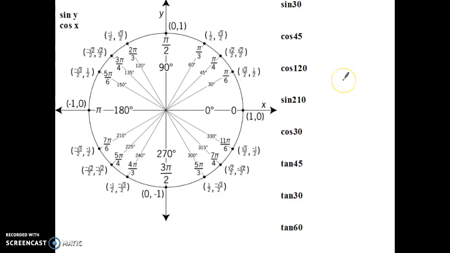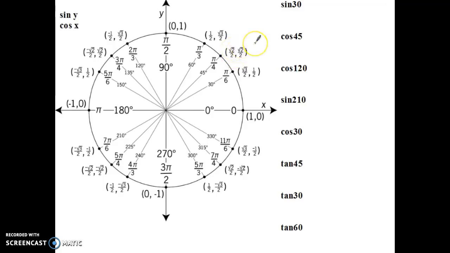All right, I'll do a couple more. So cosine of 120. Come over here to 120. Cosine is the x, so the answer is negative 1/2. That's all we're going to be doing. Now, when you get to the tangents, you're going to have to do y divided by x. So for tangent 45, you take y divided by x.